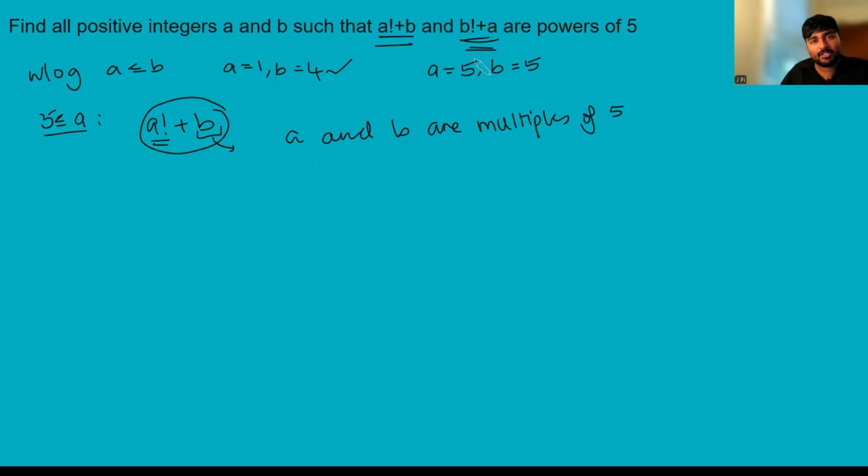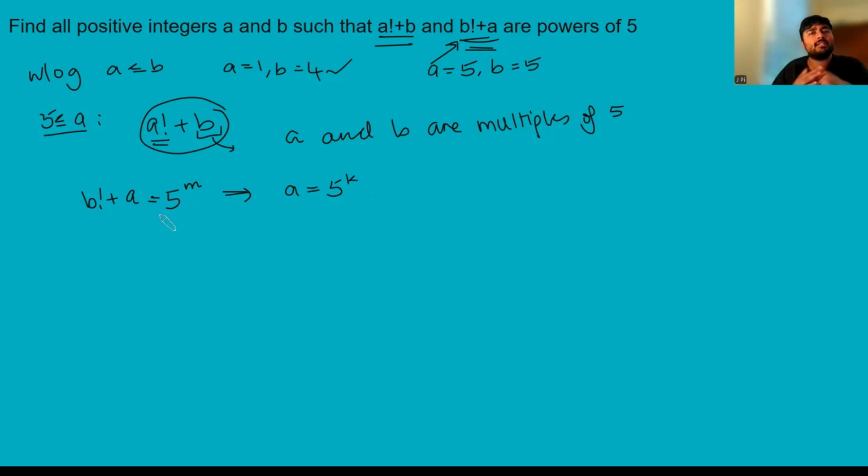Okay, cool. Now, what can we do with this? We can make a further observation if we look at b factorial plus a. This is clearly going to be a multiple of a because b is bigger than a, so b factorial will contain an a in it, and obviously a is a multiple of a. So this is very clearly a multiple of a. What does this tell me about a? This tells me that a must be a power of 5. Since this thing is supposed to be 5 to the power of something, this tells me that a is 5 to the power of something. Why is this?